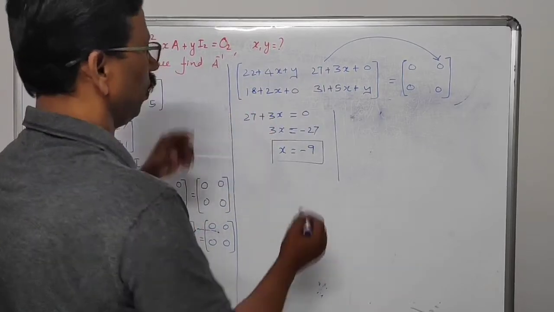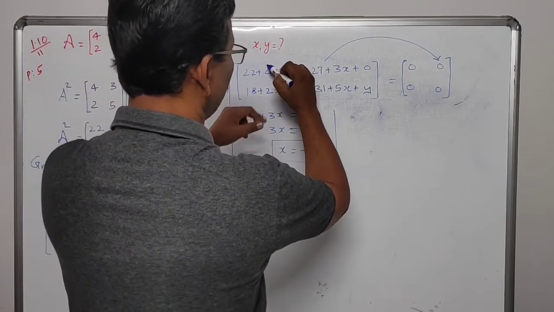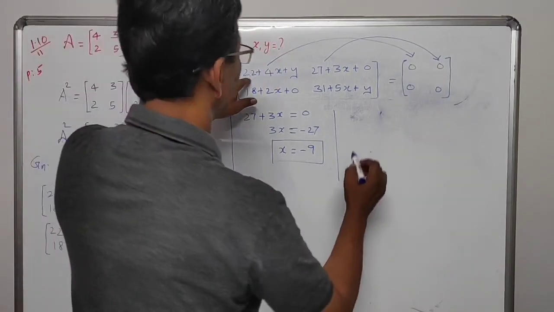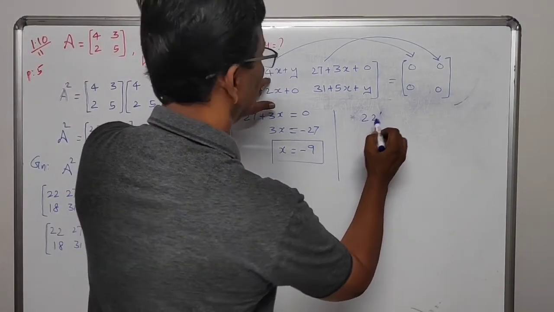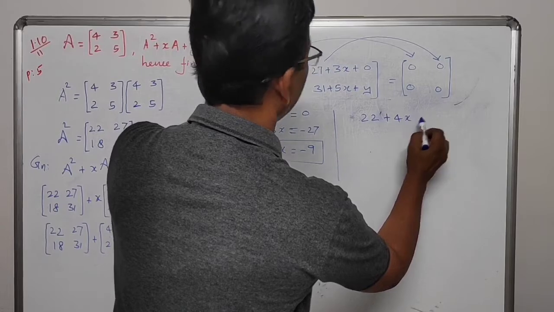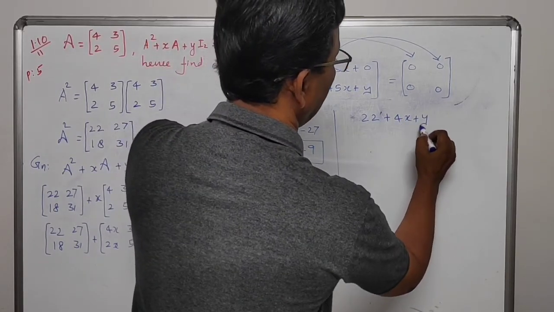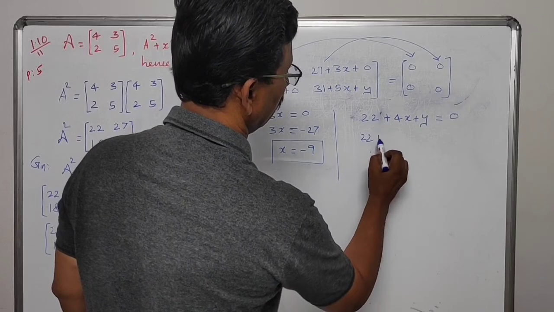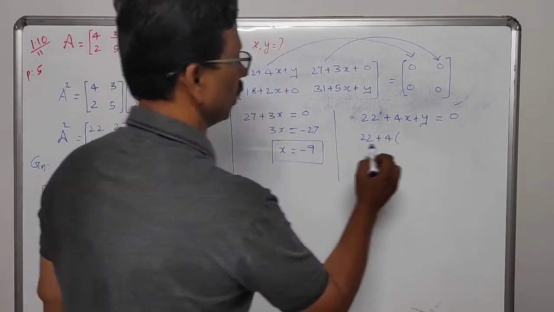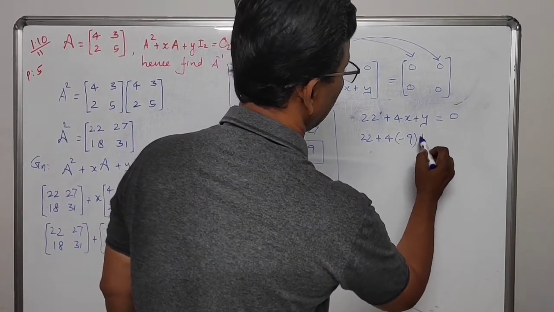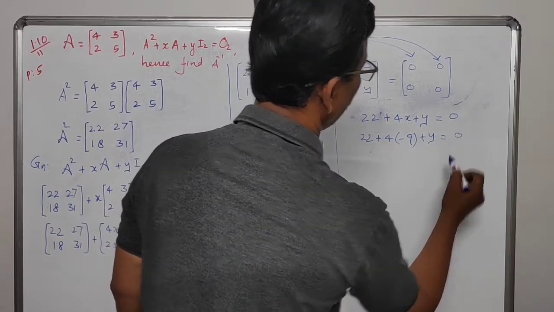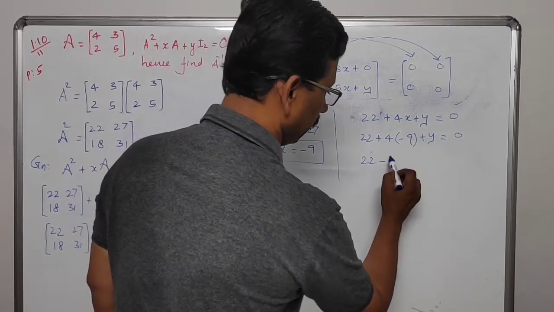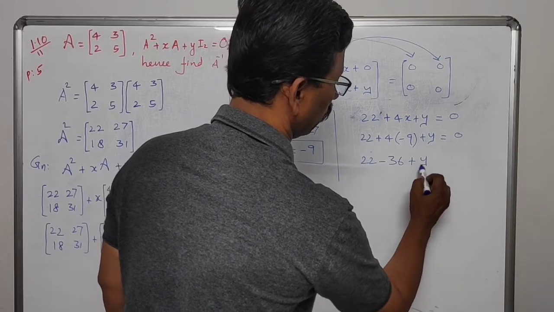Now let us take this one. You can take first row first column element will be equal to first row first column element. Therefore you can say 22 plus 4x plus y is equal to 0. Now 22 plus 4 into the x value, which is minus 9, then plus y is equal to 0. Now 22 minus 4 nines are 36, plus y is equal to 0.